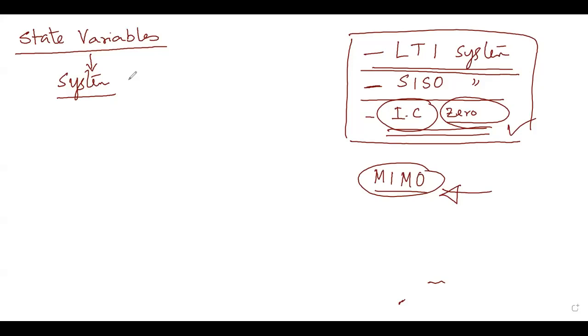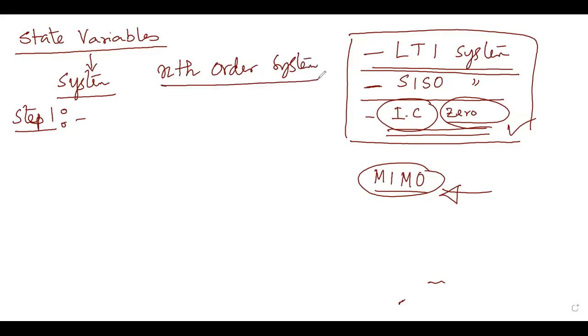If you want to represent a system in state variable form, say we have an nth order system, an nth order differential equation. How do we write this nth order system into state variable form? There are three simple steps. The first step is that you rewrite the equation in such a manner that the highest order derivative is on the right hand side of the equation.